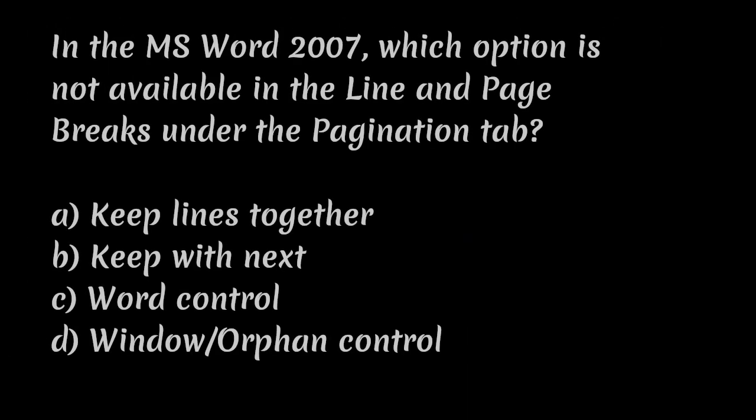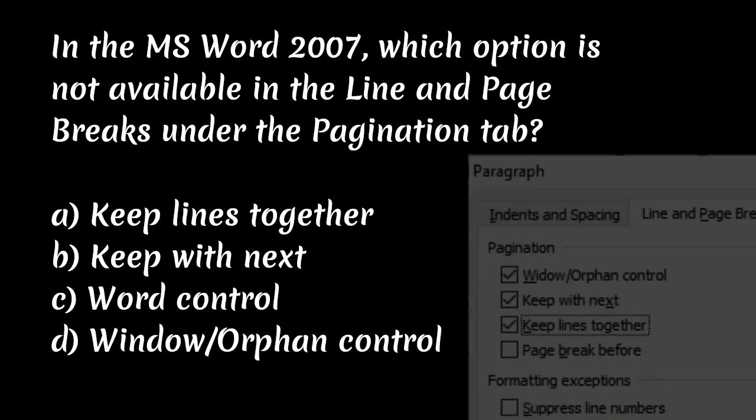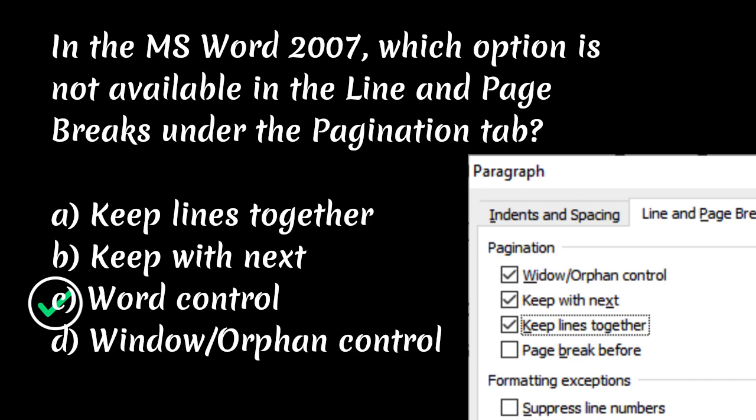Question 38. In the MS Word 2007, which option is not available in the line and page breaks under the pagination tab? A. Keep lines together, B. Keep with next, C. Word control, D. Window orphan control. Answer C. Word control.